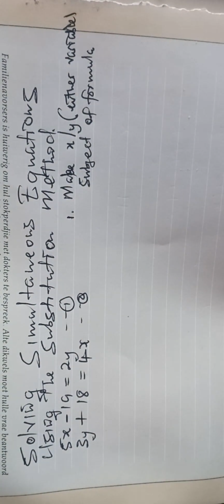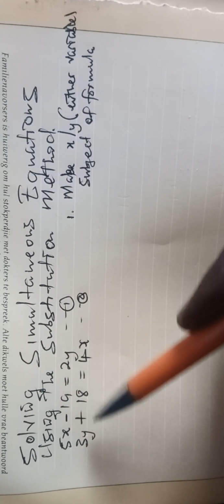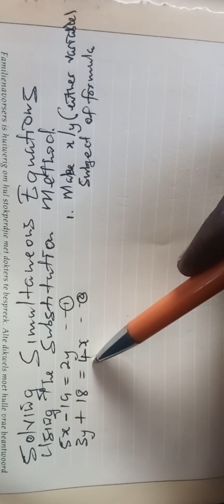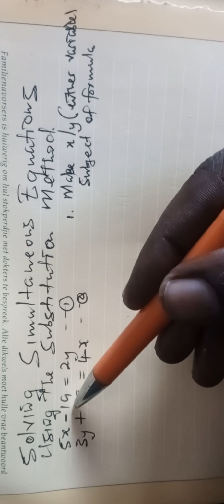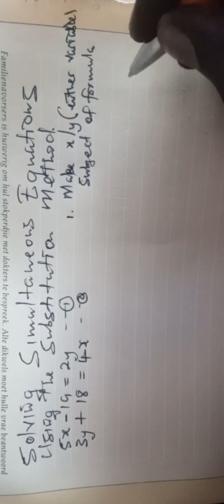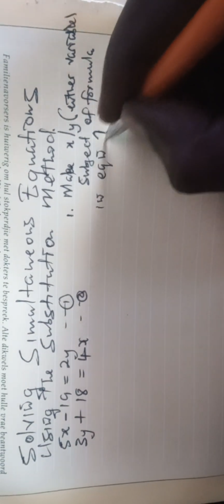So in this scenario, we've got two equations, 5x minus 19 is equal to 2y, and 3y plus 18 equal to 4x. We are going to take 5x minus 19 equal to 2y as our equation 1. We are going to make x subject of the formula in equation 1. So the first step is to make x or y subject of formula in equation 1.